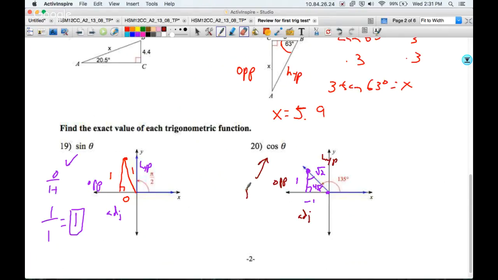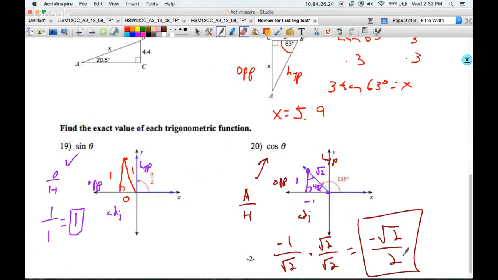Cosine is adjacent over hypotenuse. Adjacent is negative 1, hypotenuse is the square root of 2. Simplify this by multiplying it by the square root of 2 over the square root of 2. We get negative root 2 over 2. Put a box around that.